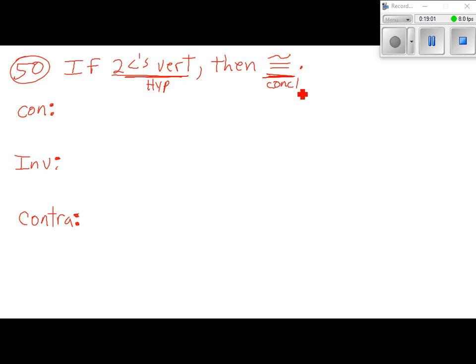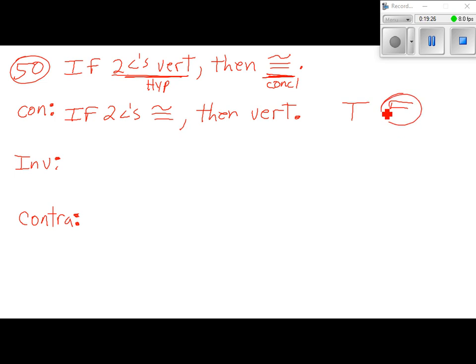So converse is going to say if, and we're going to leave the two angles in the first part so the sentence makes sense, two angles congruent, then they're vertical angles, and they want us to tell whether each one's true or false. And we look at this, and if you have two congruent angles, does that mean they have to be vertical angles? No. So that's false.